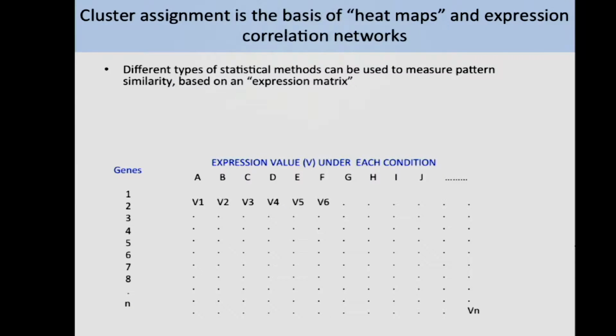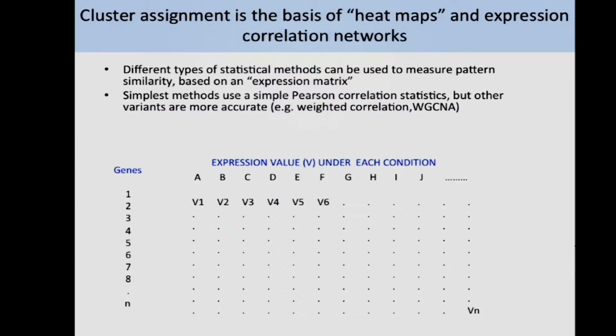But different kinds of statistical methods can measure pattern similarity based on this expression matrix. So things that track each other up and down through this path are going to be correlated. The simplest methods use Pearson correlation statistics, but there are other variants like WGCNA, which is a weighted correlation. It compares the vector of values for genes A and B over these conditions. And so this is the vector, and you're watching it go up and down over time, and you look for things that track it up and down. You can also look for negative correlations. So you can say when this one goes up, this one goes down. When this one goes down, this one goes up, and so on.